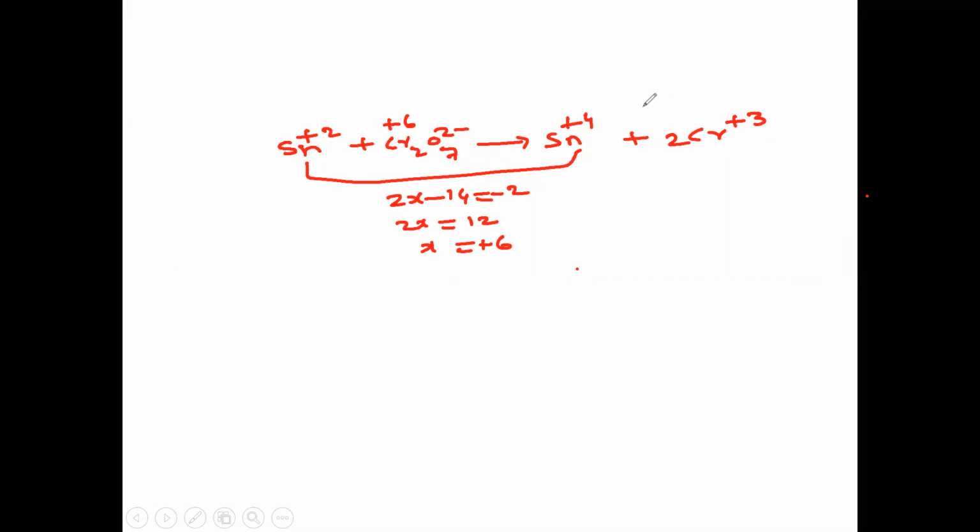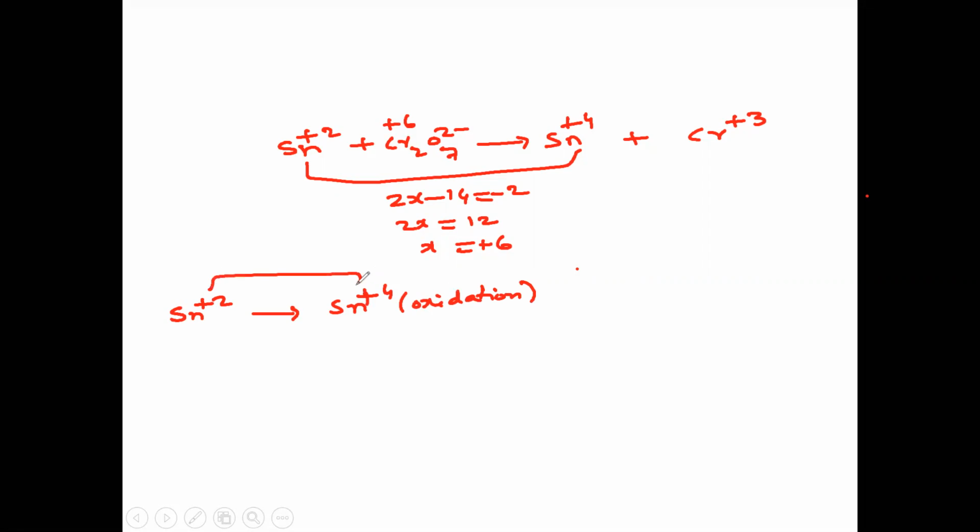I'll just repeat again the same way we did in the previous method. Now let us take this. Now we'll write here, since Sn plus 2 changes to Sn plus 4, this is called oxidation, because it is an increase in oxidation number.